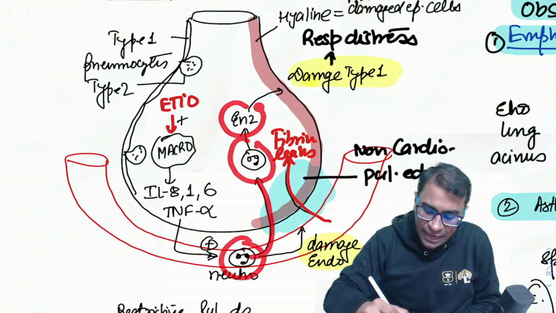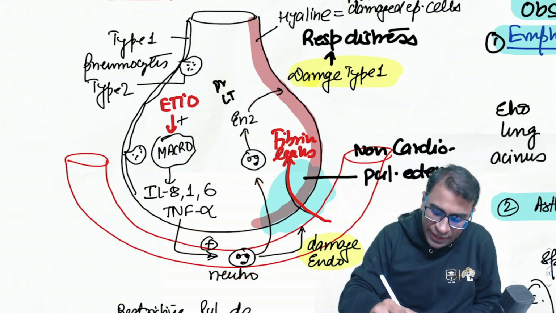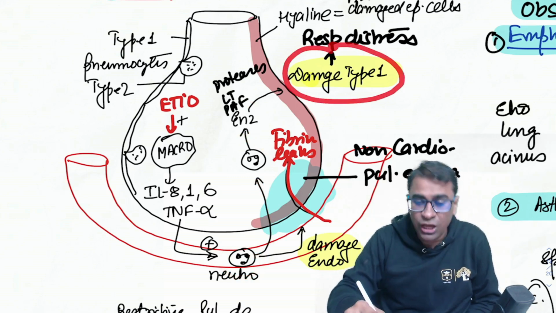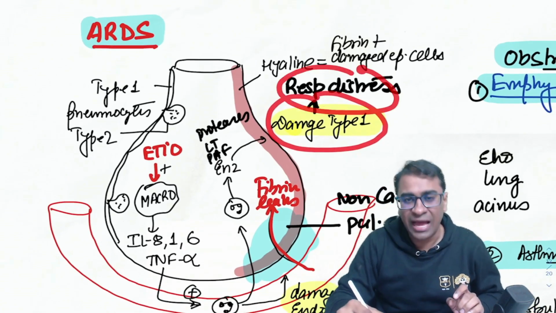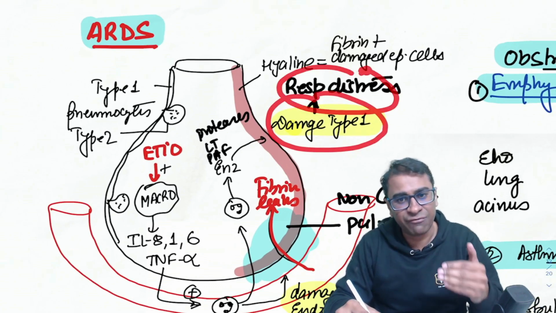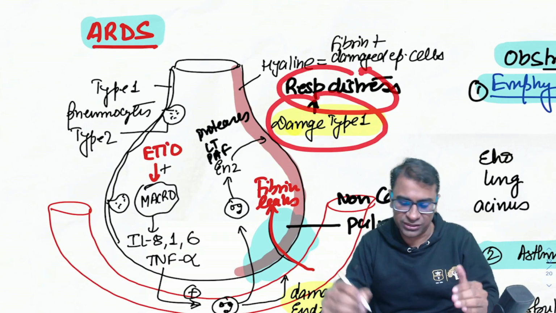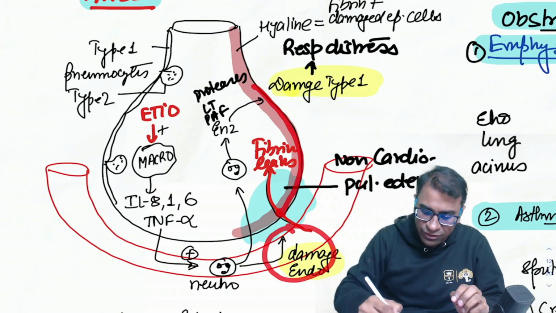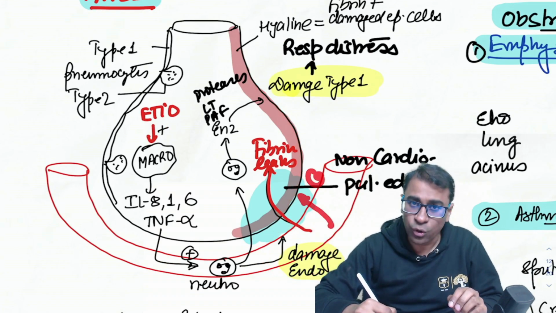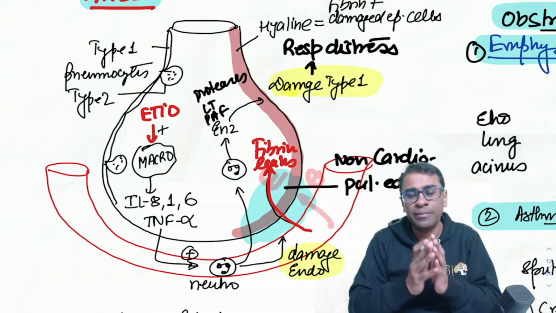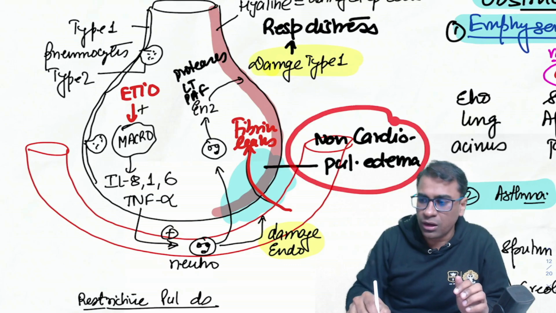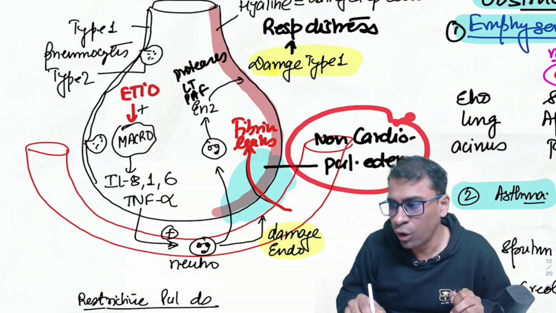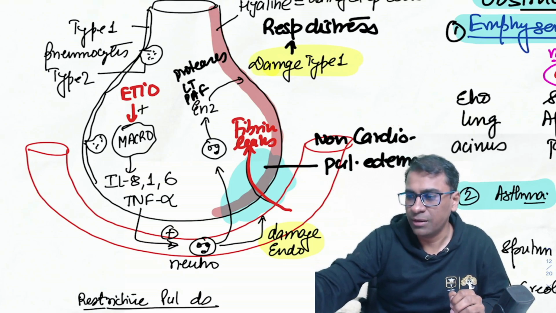Here they release enzymes like leukotrienes, protease, and also PAF, and these enzymes will damage the type 1 cells. Because they damage type 1 cells, the patient will have decreased gas exchange and hence will suffer from respiratory distress. Ultimately, because of the damage to endothelium cells by the neutrophils and type 1 cells, fluid will enter the interstitium, causing edema here, and also edema in the alveoli, and hence we call this non-cardiogenic pulmonary edema.